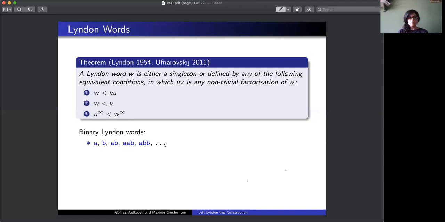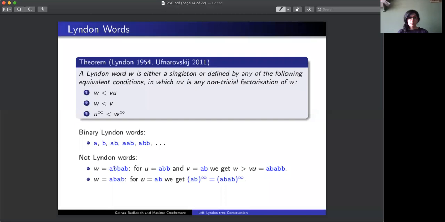So non-Lyndon words, I have an example here. Let's look at W. If W is ABBAB, then I can factorize W so that U is ABB and V is AB. Then the conjugate, if I write VU, is AB, ABB, and this is clearly lexicographically smaller than W. So the first condition is not met, therefore W is not a Lyndon word. This is another example. If W is ABAB, which is a periodic word, then if you look at the prefix U, which is AB, then AB infinitely many times is the same as ABAB infinitely many times. Therefore, condition three is not met, and this word is not a Lyndon word.